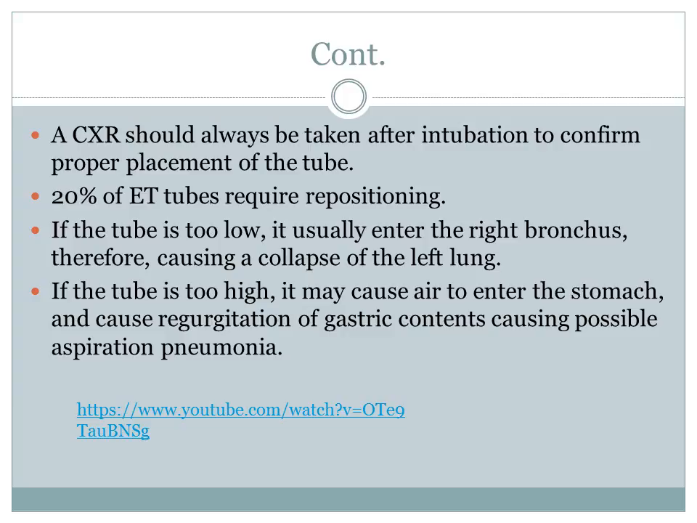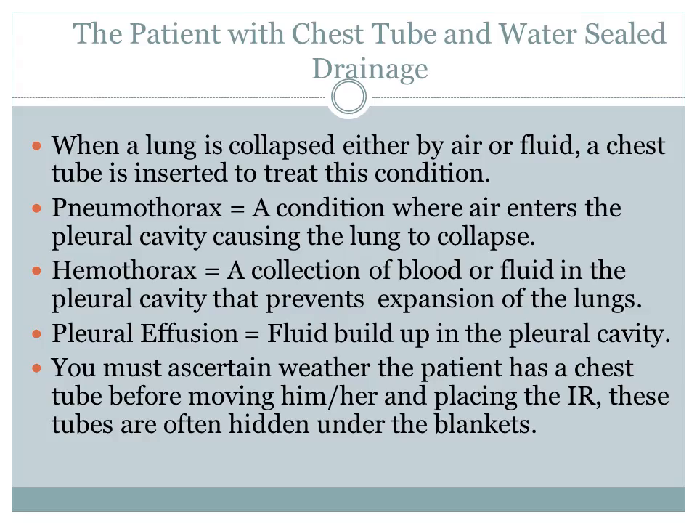If the tube is too low, it usually enters the right bronchus, therefore causing a collapse of the left lung. If the tube is too high, it may cause air to enter the stomach and cause regurgitation of gastric contents, causing possible aspiration pneumonia. The patient with a chest tube and water-sealed drainage.